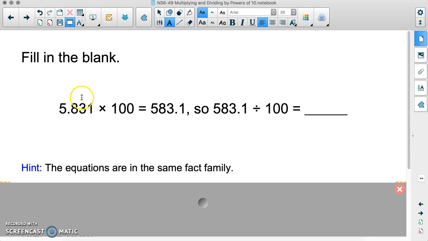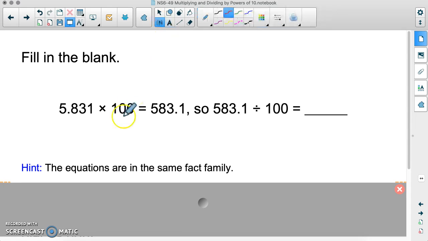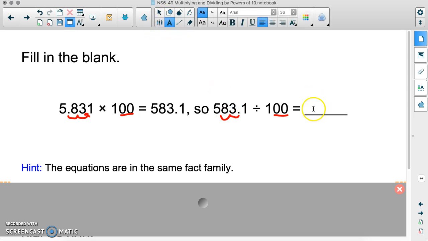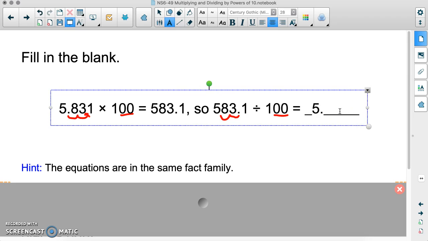Now let's look at this one. So I have 5.831 times 100. So if I'm timesing it by 100, I'm moving this decimal place two places to the right. So it gives me 583.1. So 583.1 divided by 100, if it has 2 zeros in it, I'm going to move it two places to the left. So I'm going to end up exactly with what I started with, 5.831.